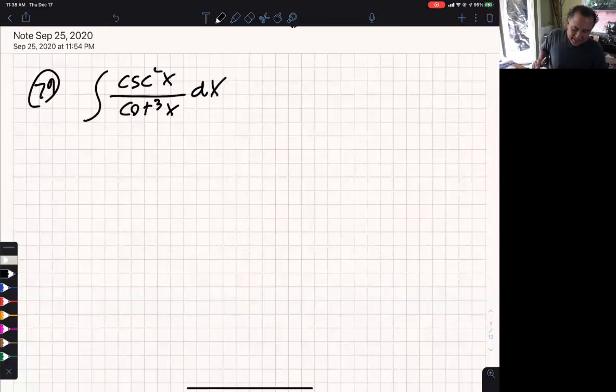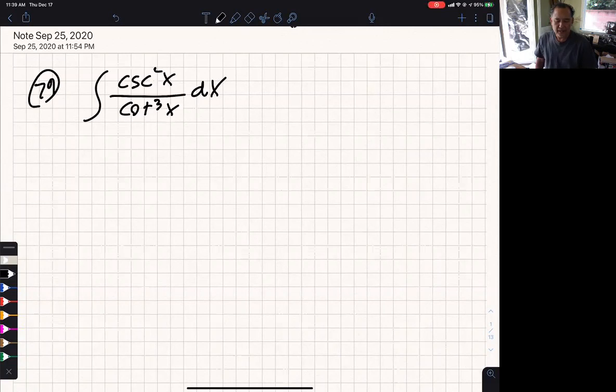So this is 5.6, number 79, u-substitution. This one's tough because there's a lot of things you could possibly do. You could pick cosecant to be your u, cotangent to be your u, or you could actually change everything into sines and cosines and maybe rewrite this. But I see something immediately that makes me happy.